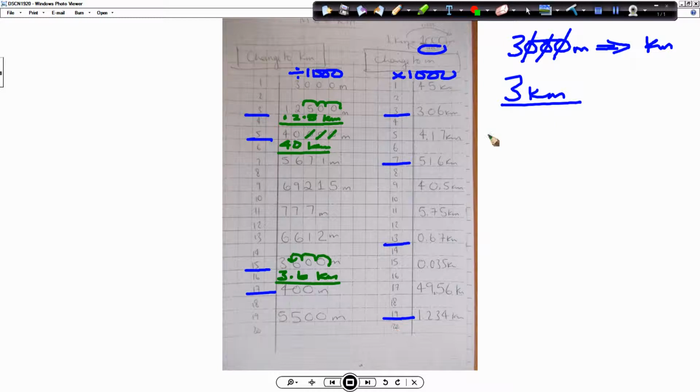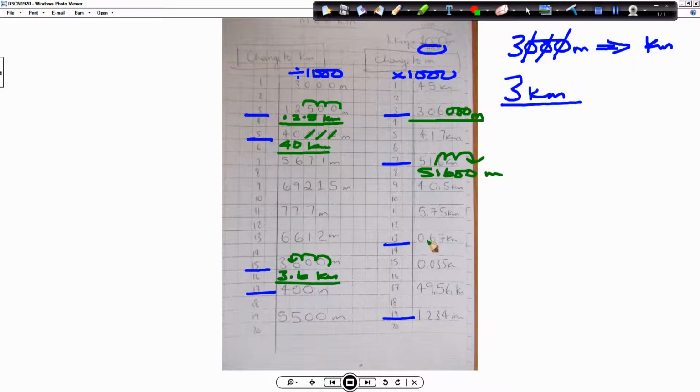3.6 kilometers. Now, these ones here, what we do, we multiply them by 1000. So 306 times by 1000 is 306,000 meters. Add on 3 zeros. Done. 51.6? Times by 1000. 1, 2, 3. So that becomes 516, 2 zeros, meters. Done.